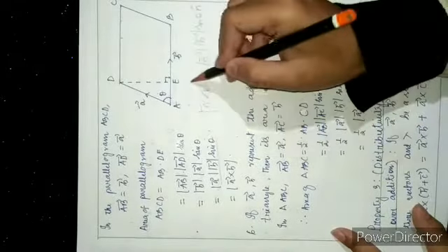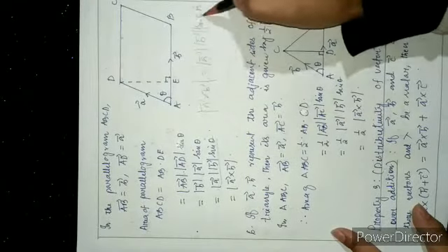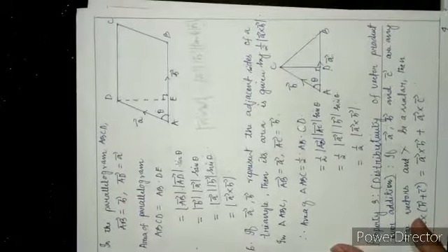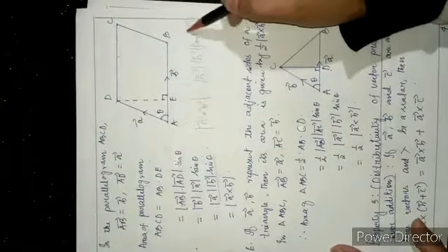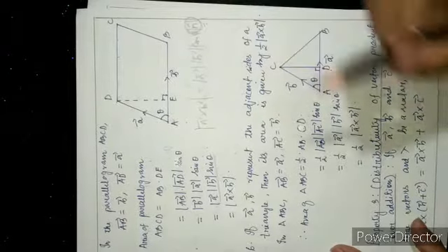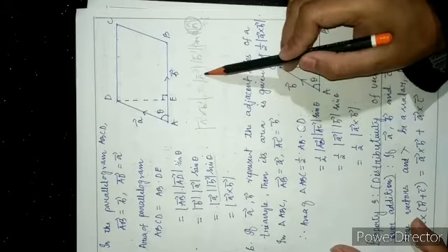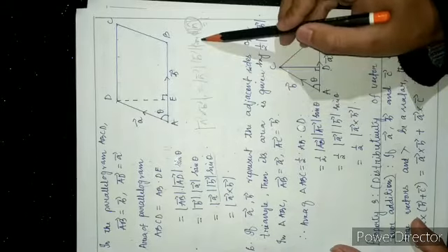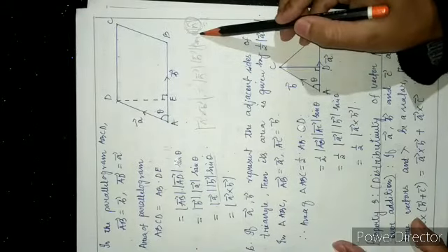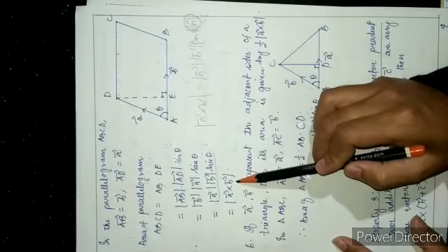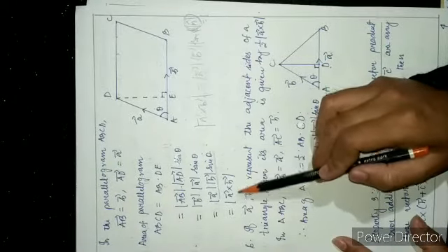Taking the modulus of n cap, its value is 1, so n cap becomes 1. Then the magnitude of A cross B equals magnitude of A, magnitude of B into sin theta. So magnitude of A, magnitude of B sin theta is equal to the magnitude of A cross B.